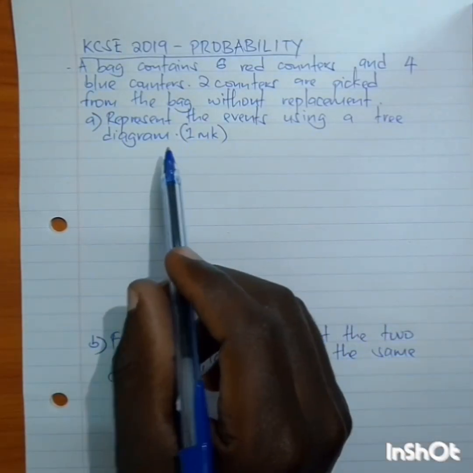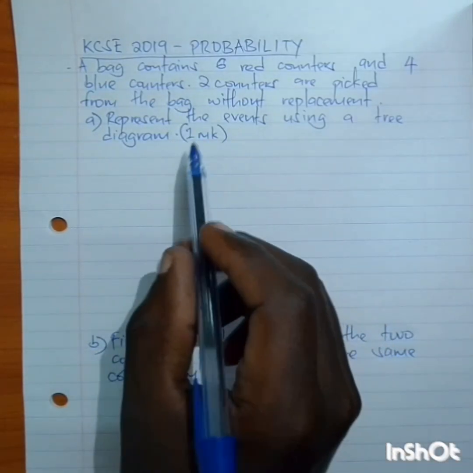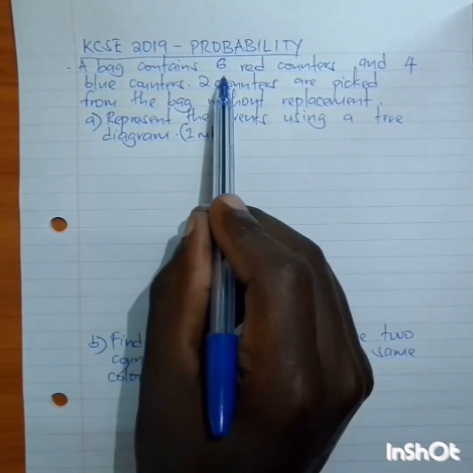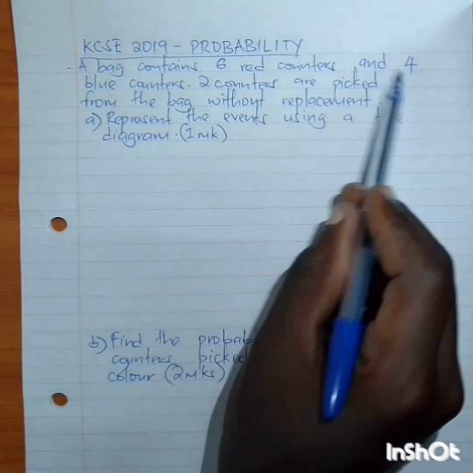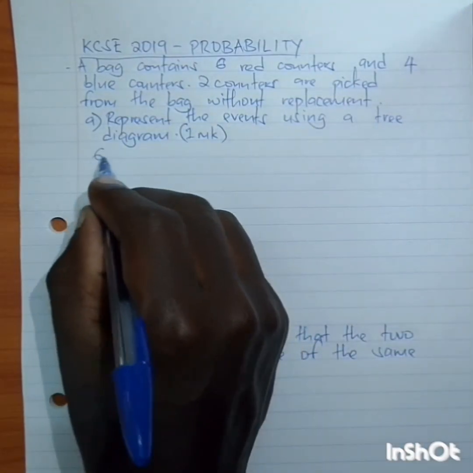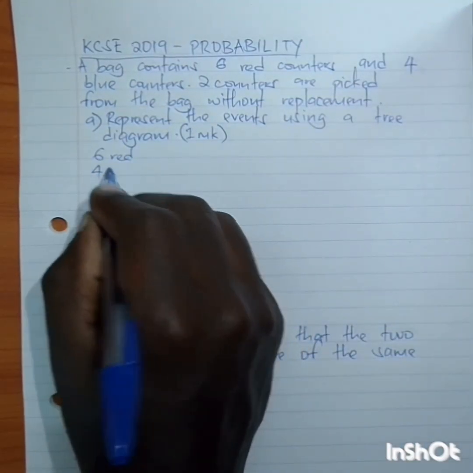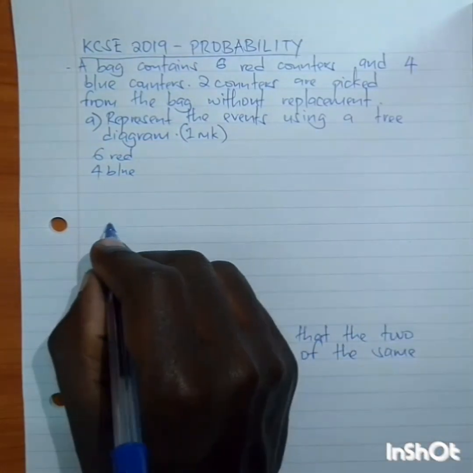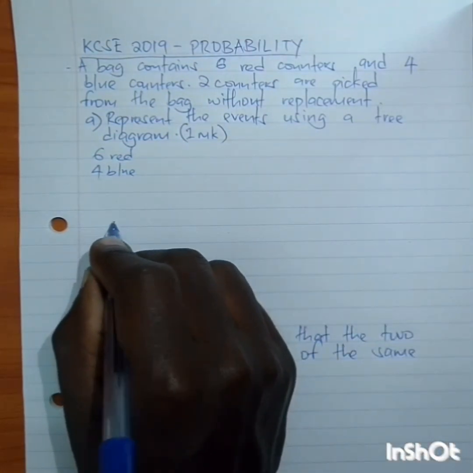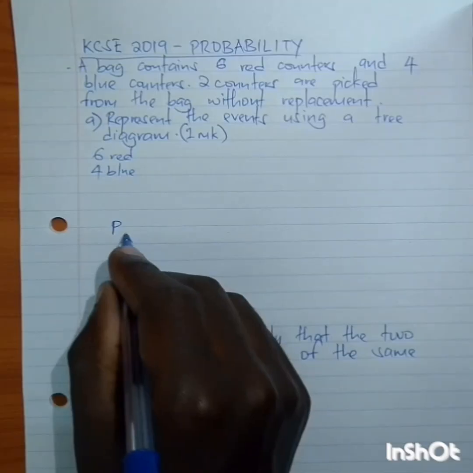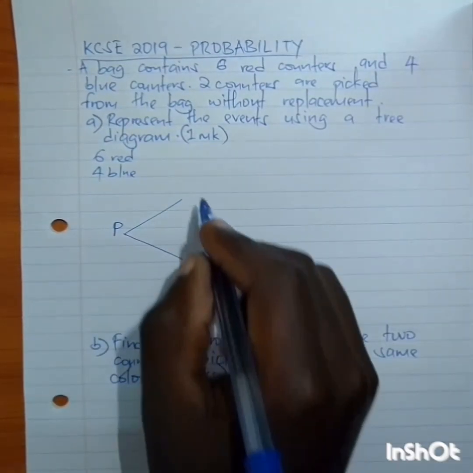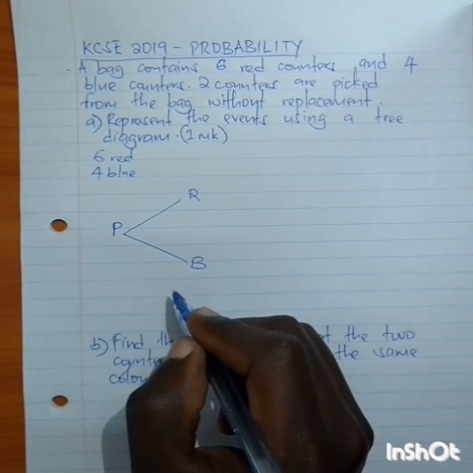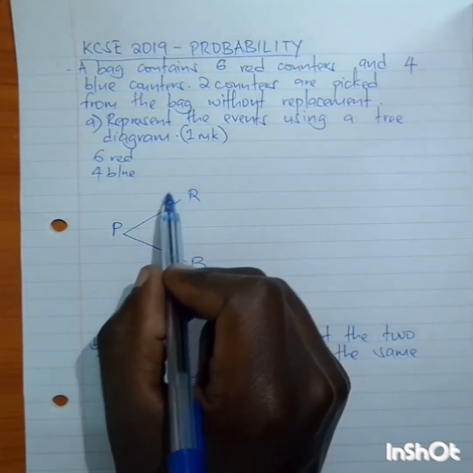So the first thing that we are going to do is take the total number of counters. We have 6 red and 4 blue. To draw the tree, the first thing we are going to do is P. So we have our P here, the probability of picking red and the probability of picking blue. The first one is red.